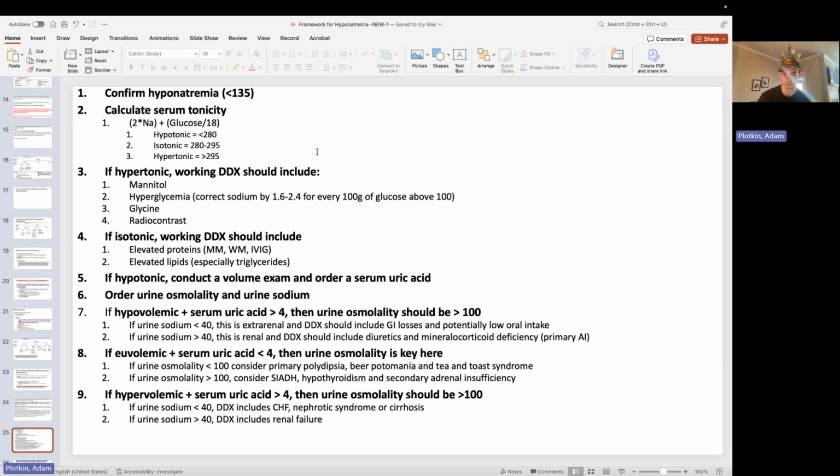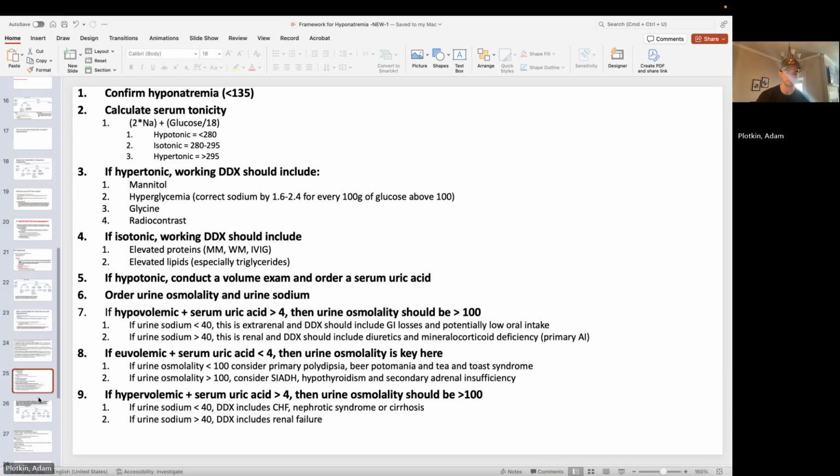We then look at their urine sodium. If their urine sodium is less than 40, our differential should include CHF, nephrotic syndrome, or cirrhosis. If the urine sodium is greater than 40, we should think about renal failure as our main diagnosis there.